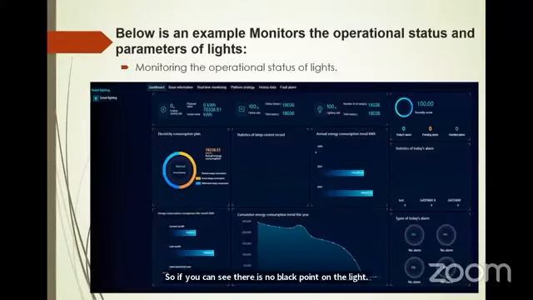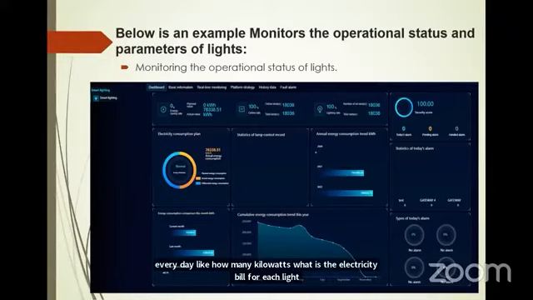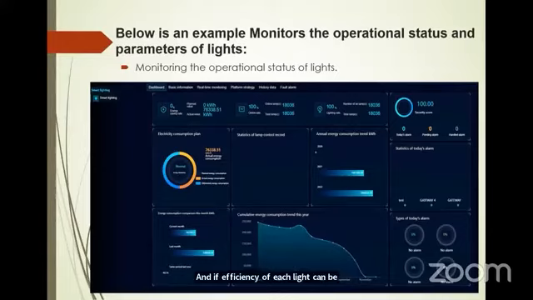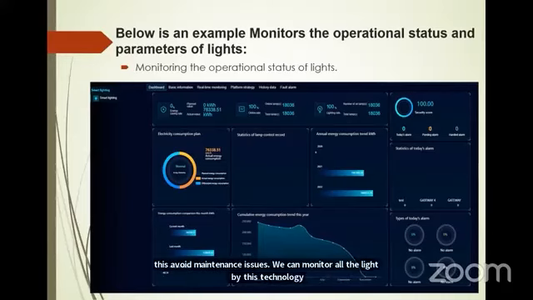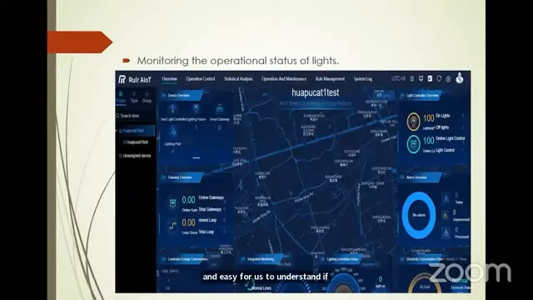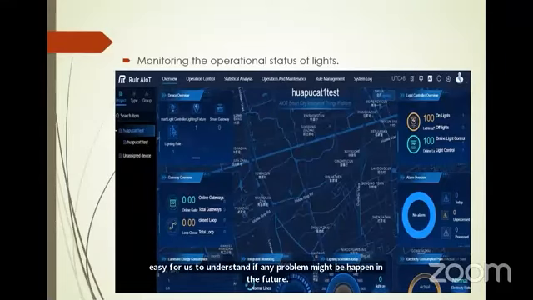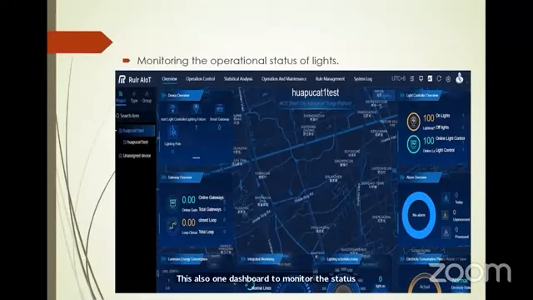Also, by this dashboard, you can see how we can generate power every day, like how many kilowatts, what the electricity bill is for each light, and the efficiency of each light can also be monitored. This avoids maintenance issues. We can monitor all the lights with this technology, and it is easy for us to understand if any problem might happen in the future. This is also one dashboard to monitor the status of operation. For example, is it on or off? Is it high efficiency or not? Is it online or not?